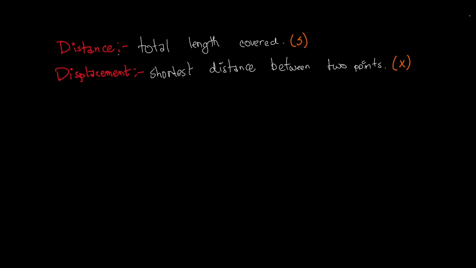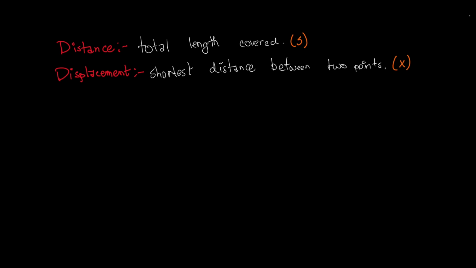The definition of distance is basically total length covered, and it's a scalar quantity. The definition of displacement is the shortest distance between 2 points. Here, 2 points is basically the starting point and the ending point. Displacement is a vector quantity, so direction matters. For this video, to denote distance, we will use S, and to denote displacement, we will use X.